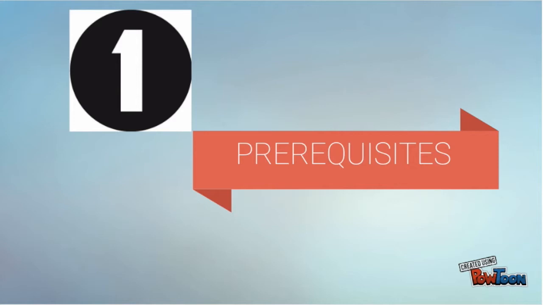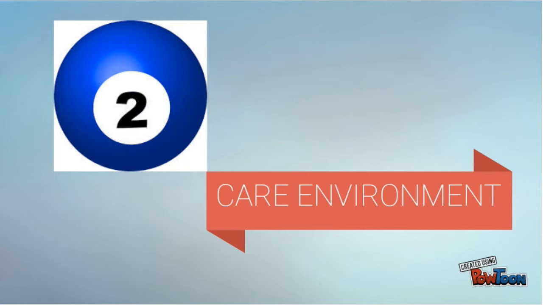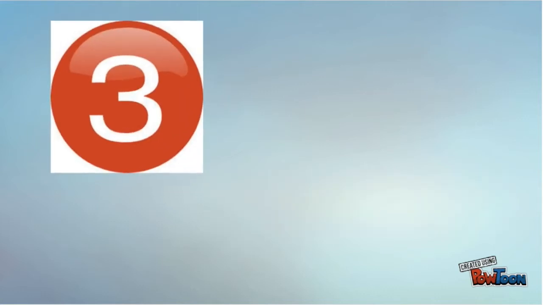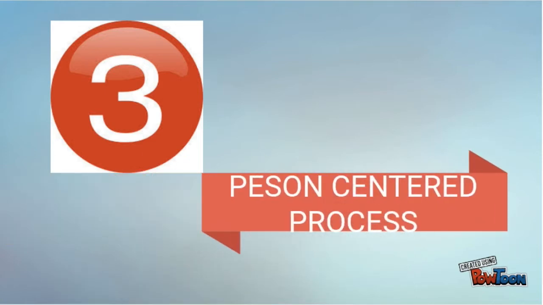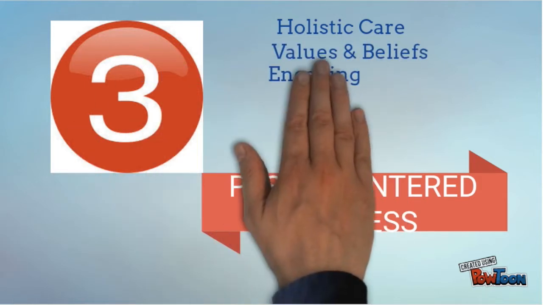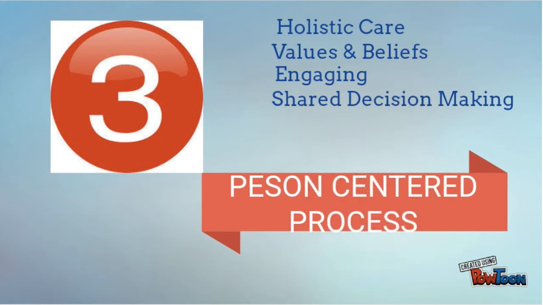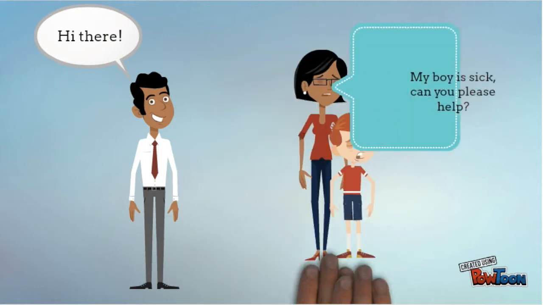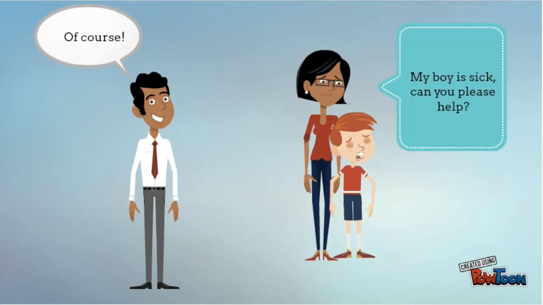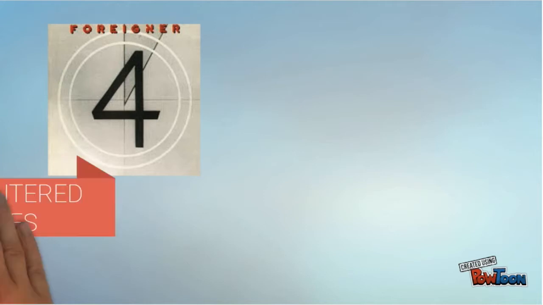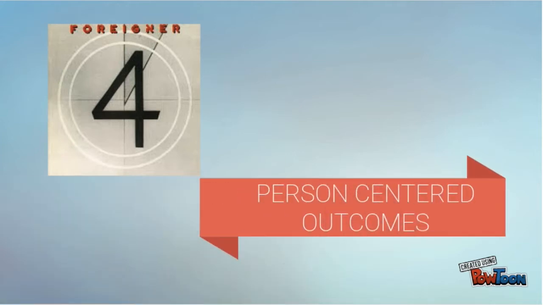The first construct is the prerequisites. This focuses on the qualities of the nurse. The second construct is the care environment and addresses the way care is delivered. The third construct, which is this week's topic, is a person-centered process. This process includes providing holistic care, working with patients' values and beliefs, engaging authentically, sharing decision-making, and being sympathetically present. This process uses a variety of activities to deliver the best care possible. The last construct is the person-centered outcomes, which explains the results of effective care.